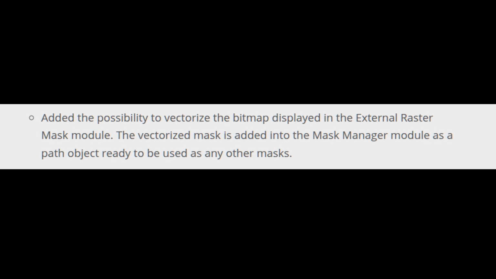Added the possibility to vectorize the bitmap displayed in the external raster mask module. The vectorized mask is added into the Mask Manager module as a path object ready to be used as any other mask. Now, when I read that, I thought, why would I need to vectorize the external raster mask? Because I can just call it from any other module. And it took me a little minute, but I eventually worked it out. It's in case you want to use the external raster masks feature with more than one external raster mask for a given image.